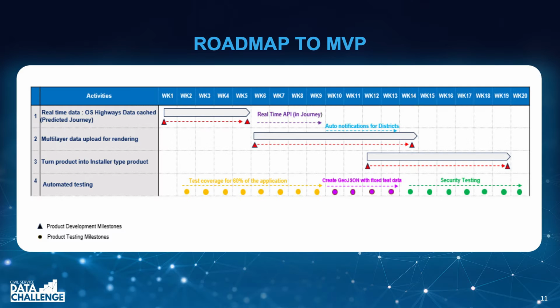In the near future, our vision is to take our product from proof of concept to MVP. And to establish this, we have set up a roadmap. We are looking to include live traffic data through the OS highway data that Paul just mentioned, and that can be set up through an API feed, which is free of cost for public sector.